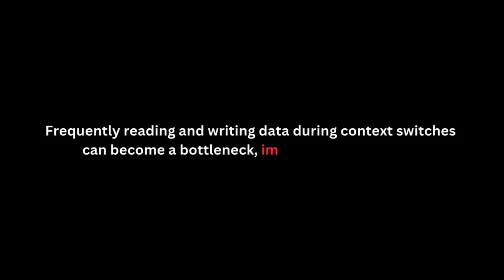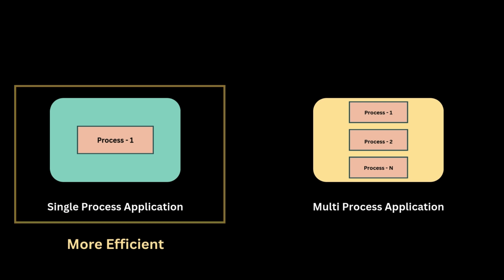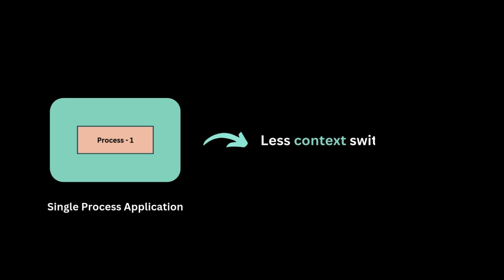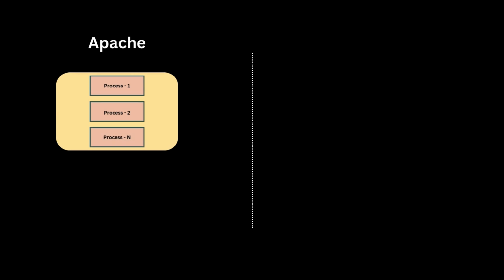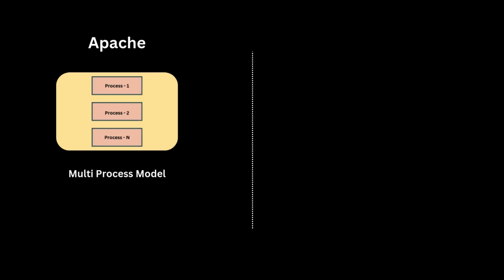However, frequently reading and writing data during context switches can become a bottleneck, impacting performance. This is why, in some cases, a single process application can be more efficient than a multi-process one. There's less context switching, reducing the overhead on the system. For example, the popular web software system Apache uses a multi-process model where each request is handled by a separate process. This causes more context switches.